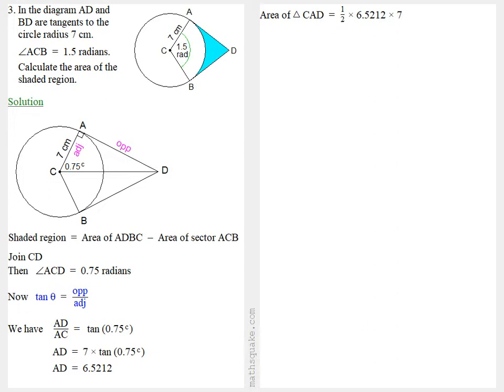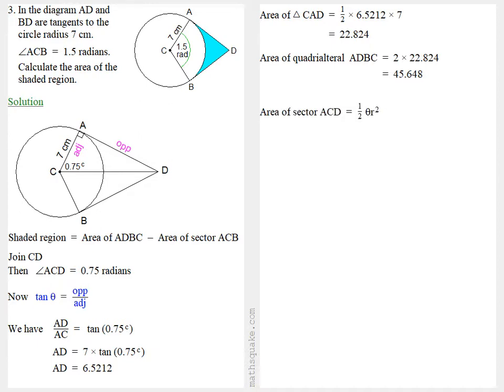The area of the triangle CAD is equal to half the base times the height, so that's a half of 6.5212 times 7, which is 22.824. The area of the quadrilateral ADBC is twice that, so it's 45.648.